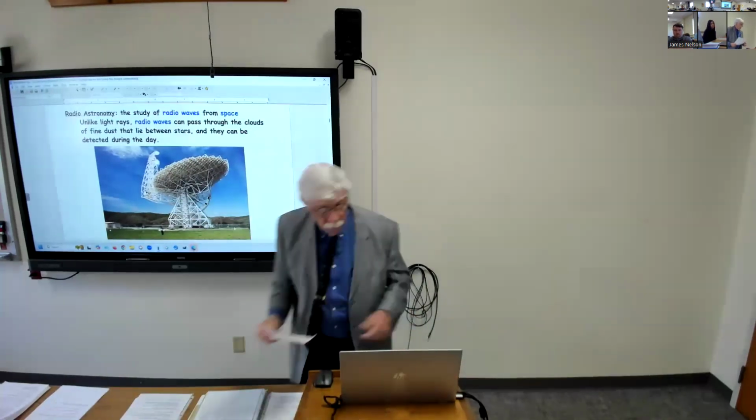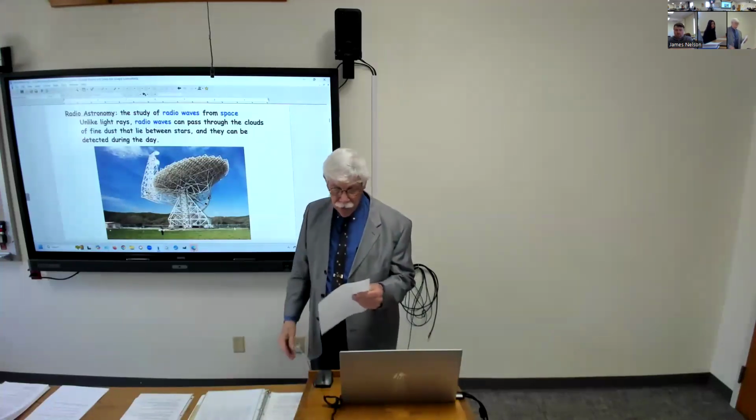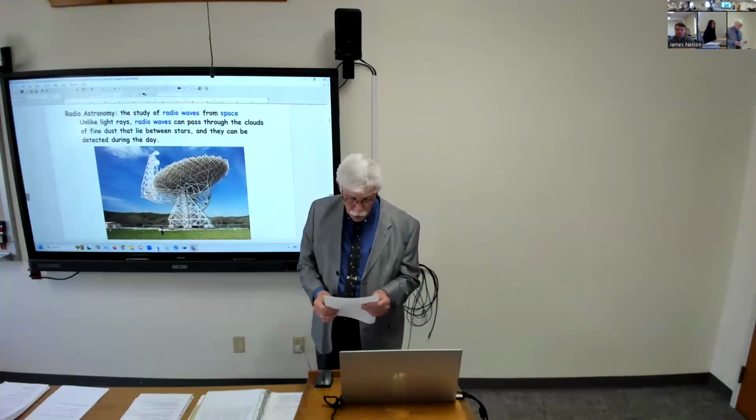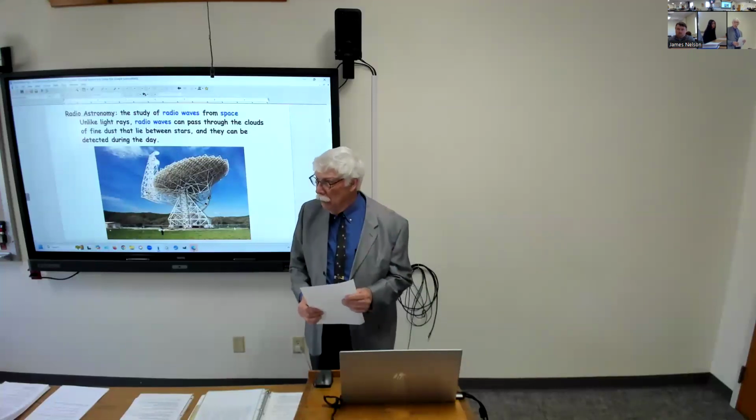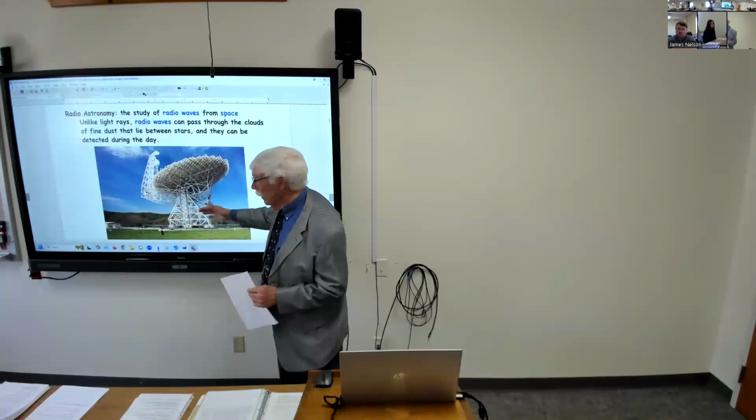This thing, this is the Green Bank Telescope in Green Bank, West Virginia. It's the world's largest fully steerable radio telescope. So they can steer this thing around. It's on tracks, they can steer it around.